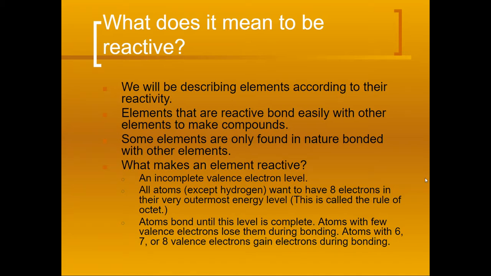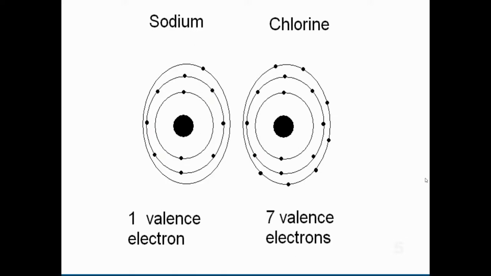Right? So when we talk about reactivity, we're talking about the willingness or lack thereof of an atom wanting to bond in some shape, form, or fashion to another atom in order to become stable. All right, so a great example is going to be sodium, Na, and chlorine, Cl. Sodium chloride together is the name of table salt.